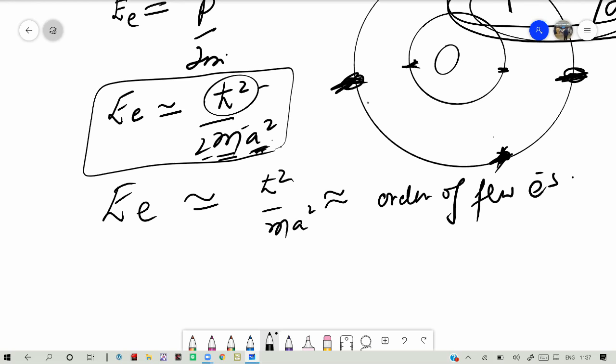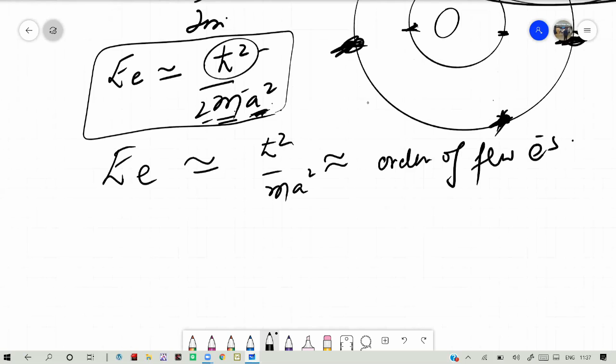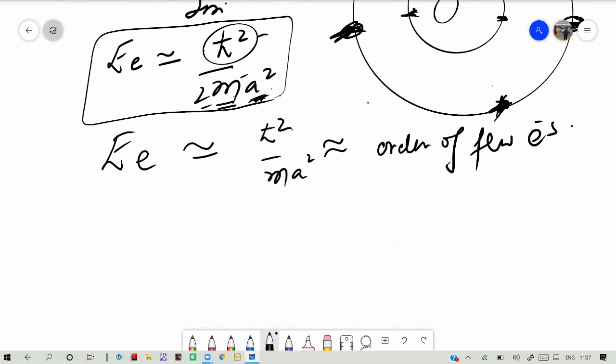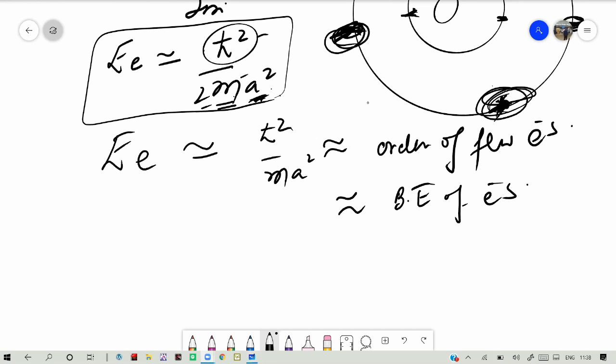And use with h cut by m, it will be the unit of energy. So the final unit will be in energy in electron volts, and order of few electron volts will be the result. And this is approximately equal to the binding energy of electrons, these binding energy of these electrons.